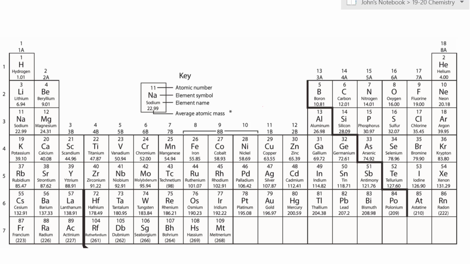In this lesson, we are going to learn how to use the periodic table. The periodic table tells us a lot of information about each element and their properties. Let's look at the key on the periodic table. First, we have the atomic number, which is the number right on the very top. Now, this atomic number tells us about the number of protons.